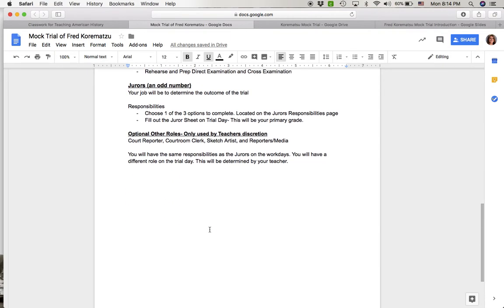Finally, there are the jurors. If you have looked on the assignments for what you are during this project, you will see there's quite a few people that are jurors as well. Your responsibilities, jurors, is that you are going to choose one out of the 3 options to complete located on the jurors responsibilities page, and I'm going to show you that in a second. And then on the day of, you are acting as the jury. You are to fill out the juror sheet on the trial day, and that is mostly what your primary grade is. Optional other roles, we'll talk about that later.